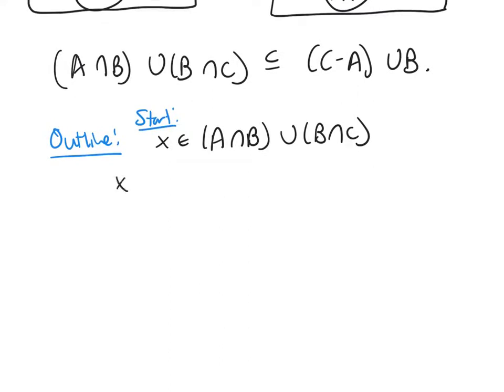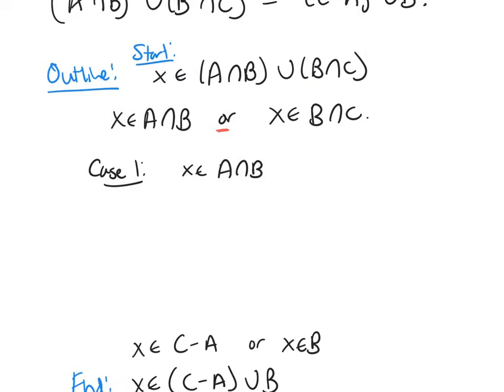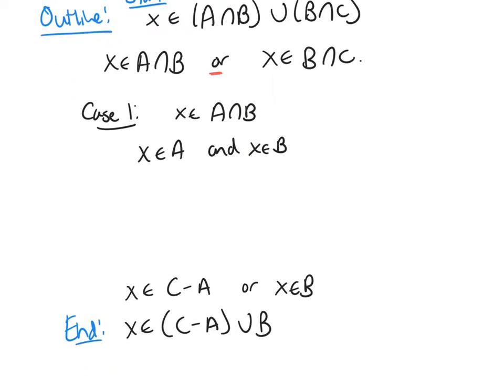If X is in this union, that means it's in at least one of them. So X is in A intersect B, or X is in B intersect C. And because you have this or here, you're going to have to proceed with cases. So case 1, X is in A intersect B. And remember what you're trying to get to. This means that X is in A and X is in B. But that was one of the two things I needed to get to.